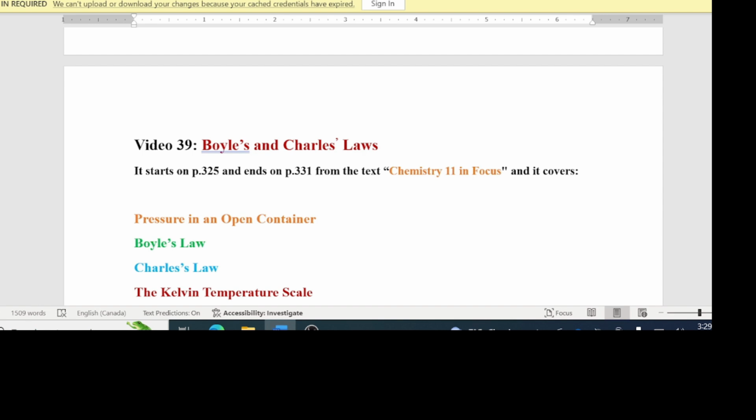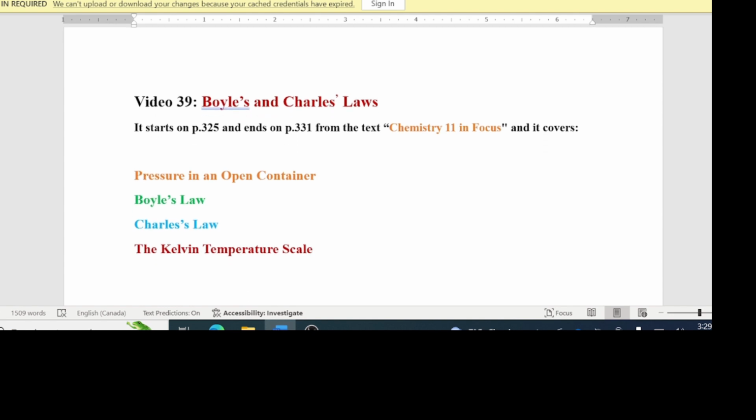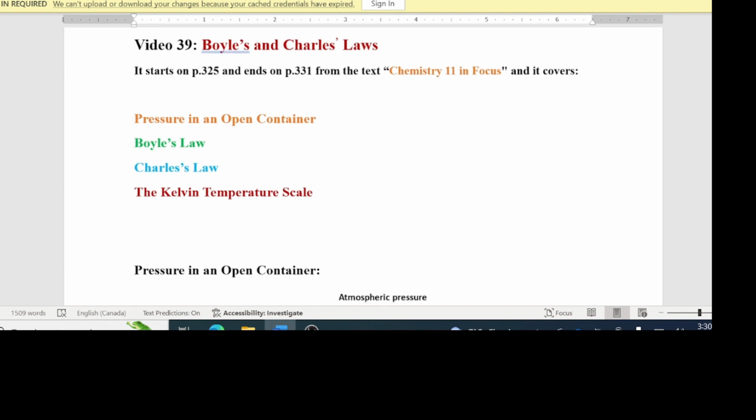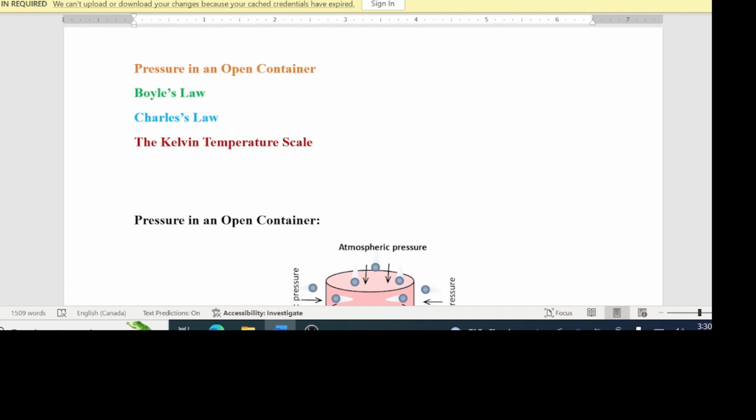Our lesson today deals with the works of two renowned scientists, Robert Boyle and Jacques Charles, and the laws they have formulated based on their investigations of gases. We will first of all be looking at pressure in an open container. Then we will investigate Boyle's law, followed by Charles's law, and then we talk a little bit about the Kelvin temperature scale.